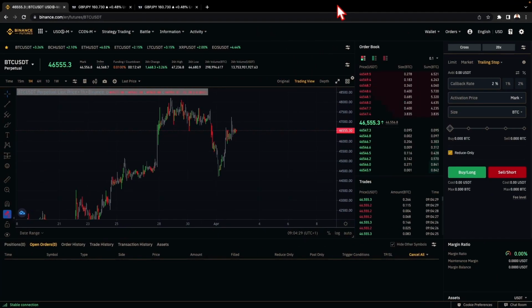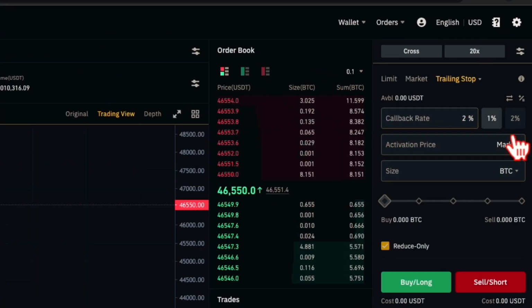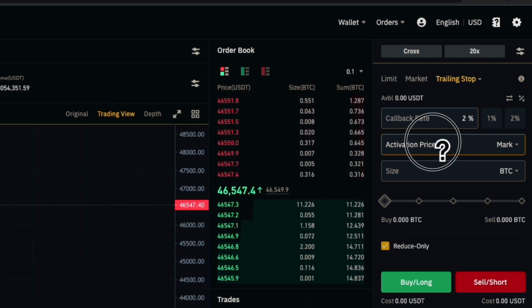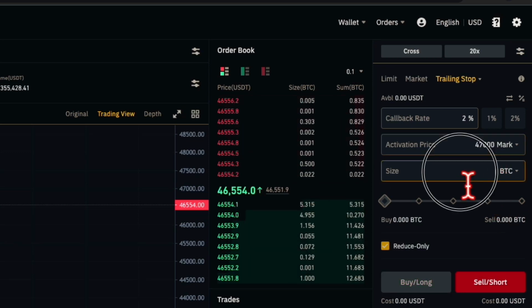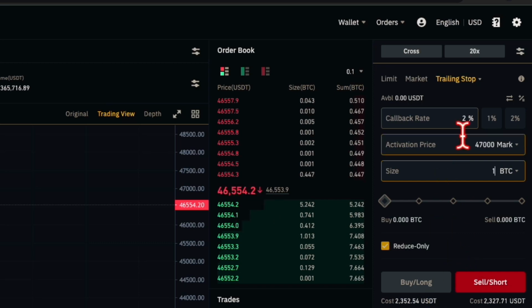So Bitcoin will just be moving for you, going up. But when it's about to reverse, it will stop based on the percentage you put here. That's what we call the callback rate. And this is the price at which you activate it. So it's not that the price is 46. You can put it that this thing should start when the price is 47K and 1 Bitcoin. So that's the way trailing stop works.